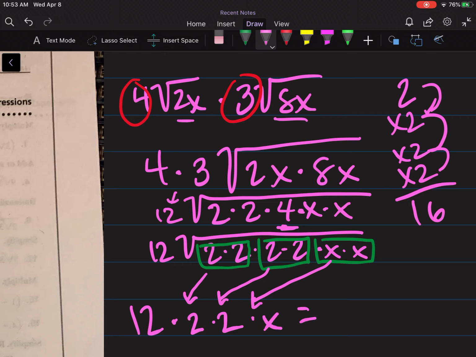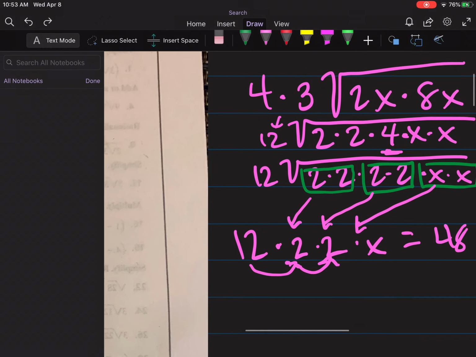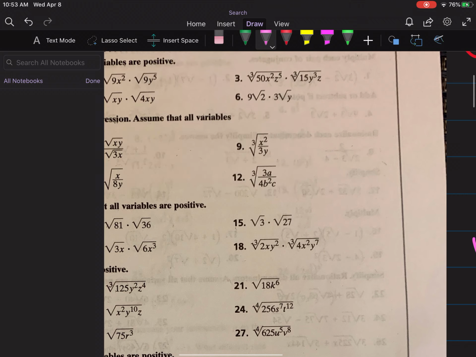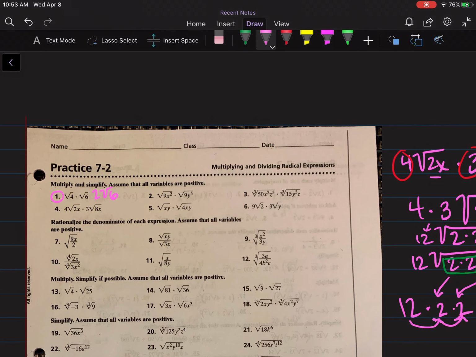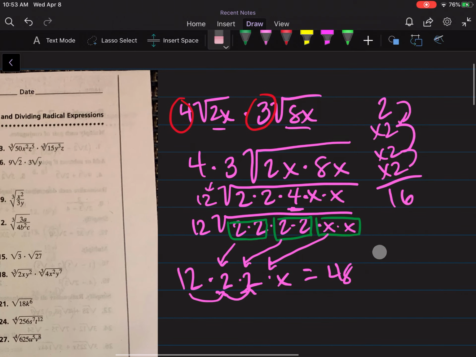So we're just going to multiply now across. 12 times 2 is 24. 24 times 2 is 48. Can't do anything with that x, so let's bring it over. So that is your answer, 48x. And that was number 4 there. 48x, number 4. Okay, let me erase this.